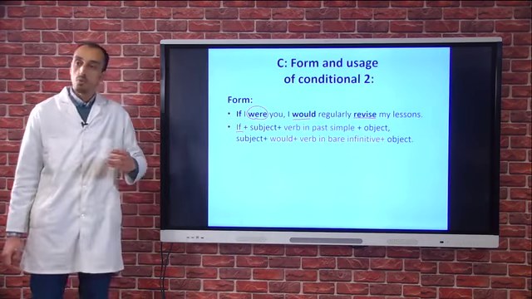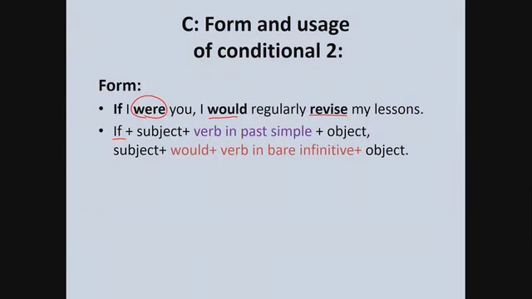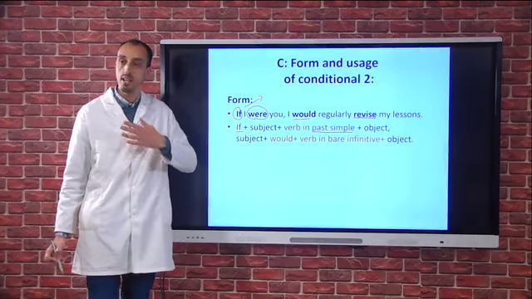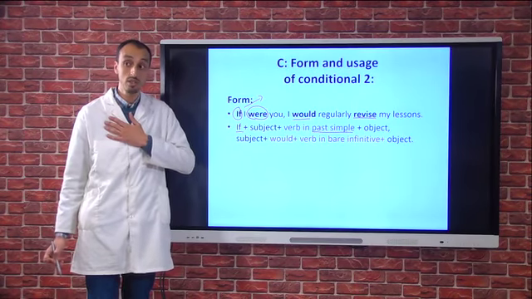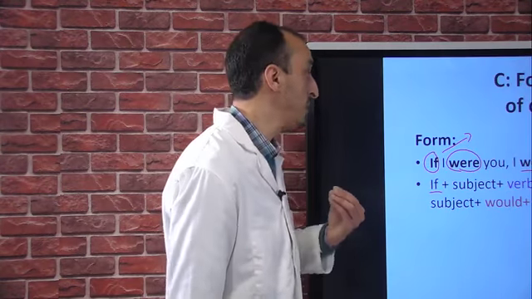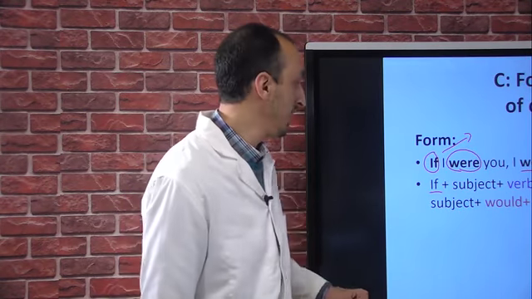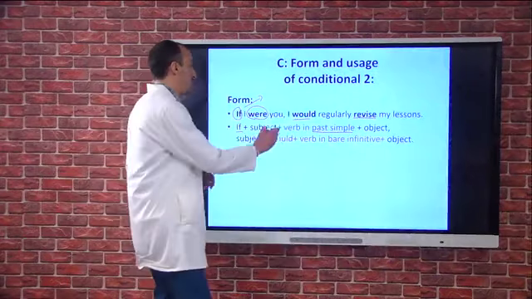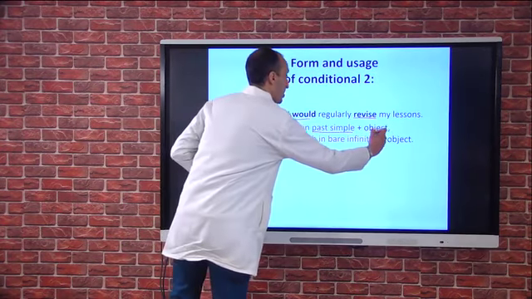So let's speak about the rule. We have the if, of course. Then the subject, which is I. Here we have a subject pronoun. The verb is in past simple. It is the verb to be. And if you remember the verb to be, in the simple past we say, I was. But here we say, I were. That's the idea of conditional type 2. We are going to speak about that in the usage. Then we have you as the object.